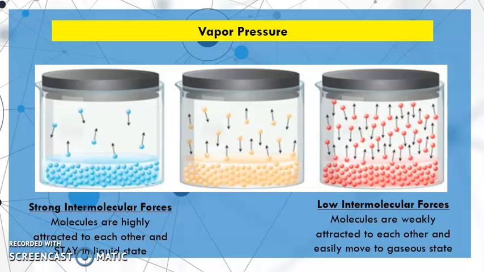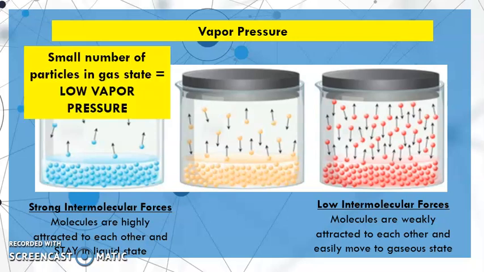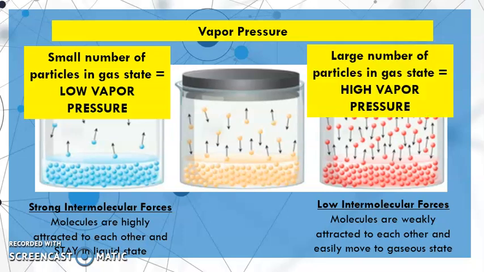Therefore, the blue container, we would say, has low vapor pressure. There are very few gas particles on the inside of that container to bump into the container, creating low pressure. And at the other side of the extreme here, in the red container, there's a large number of gas particles in that vapor state. Many particles that can crash into the container and create pressure. So again, the stronger the intermolecular force, the higher the vapor pressure. The lower the intermolecular force, the lower the vapor pressure.